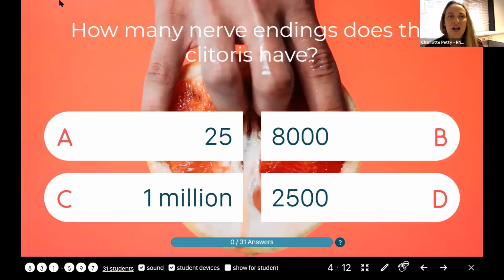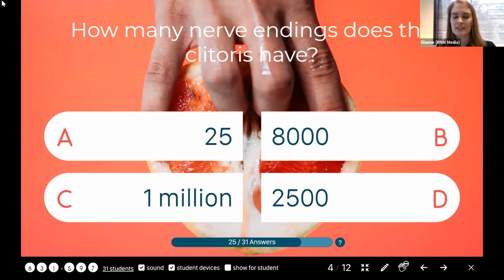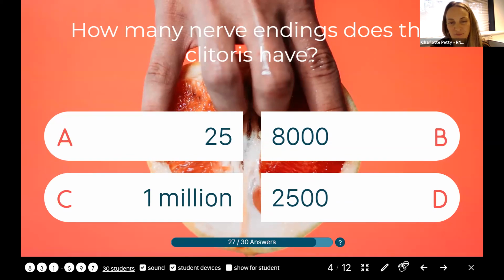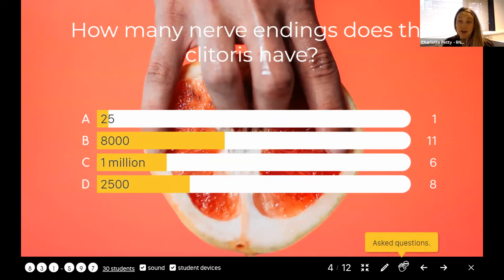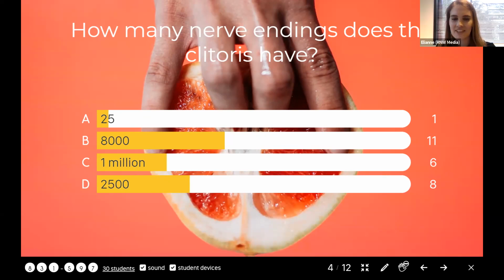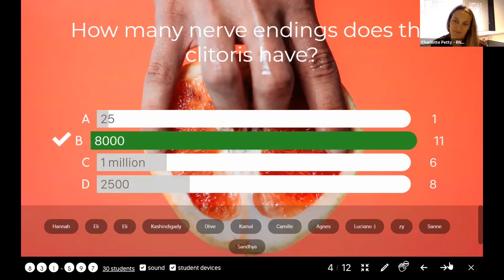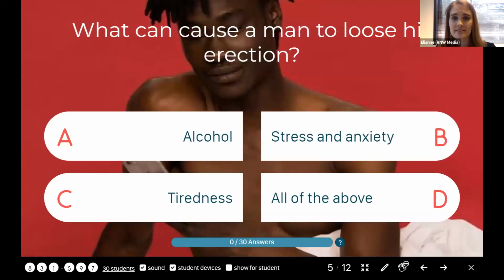There we go. How many nerve endings does the clitoris have? A, 25, B, 8,000, C, 1 million, or D, 2,500? It's all quite a lot, isn't it? Do we know how much the penis has? Less. Okay. Should we move on? Yeah. So the correct answer is 8,000. That's a lot. Which is twice as many as the penis. Twice as many.